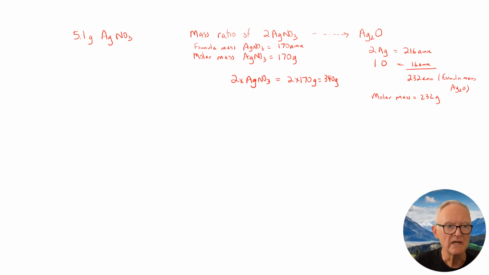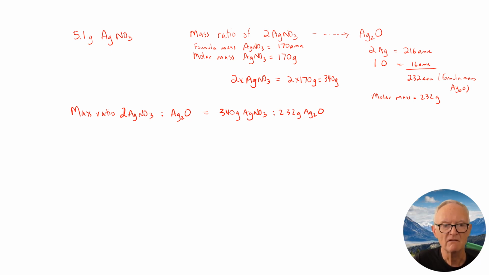So now we have a mass ratio of 2 AgNO3 to Ag2O equal to 340 grams of silver nitrate to 232 grams of silver oxide. All right, that's our mass ratio in this particular problem. So now it's just a simple conversion.